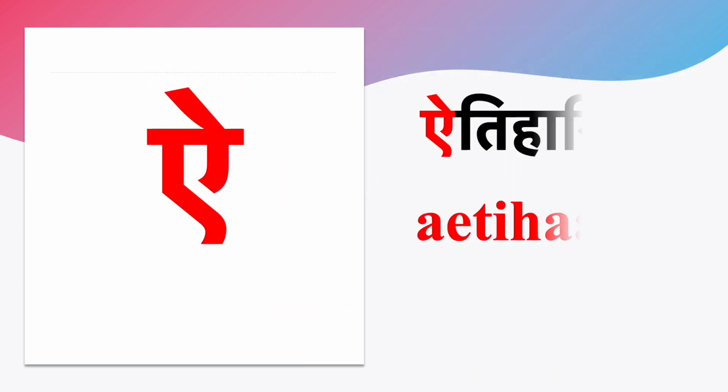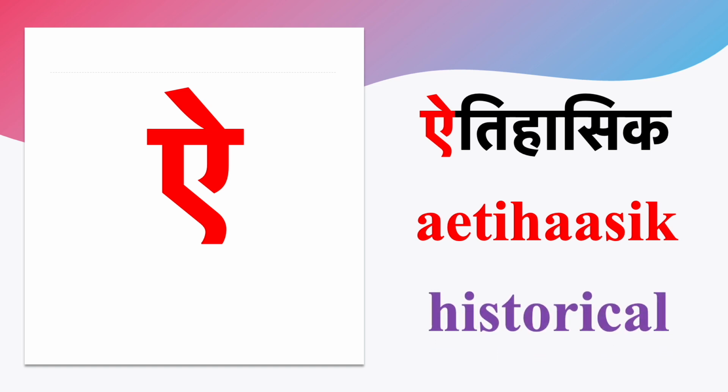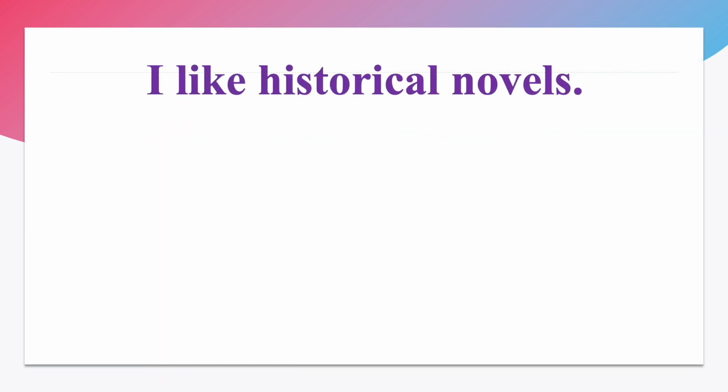The second word with I is ऐतिहासिक. ऐतिहासिक, It means historical. I like historical novels.